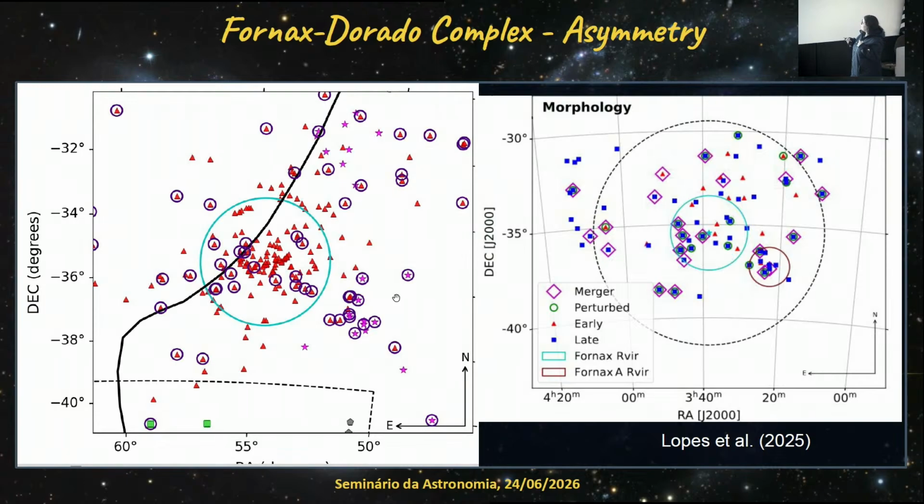One thing to comment is that the filament that Raj made in his paper doesn't pass through the center of Fornax. It passes kind of on the side. And interestingly enough, it's where you have a lot of asymmetric galaxies. This is from my paper from 2025. You also have a lot of emission line galaxies exactly where it passes the wall, let's say, the filament that connects.